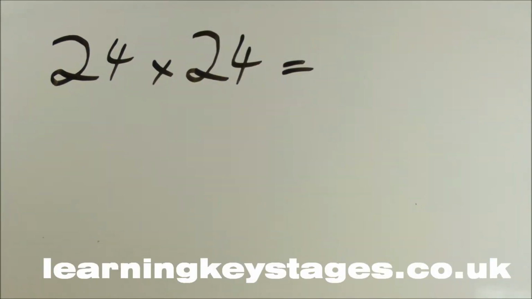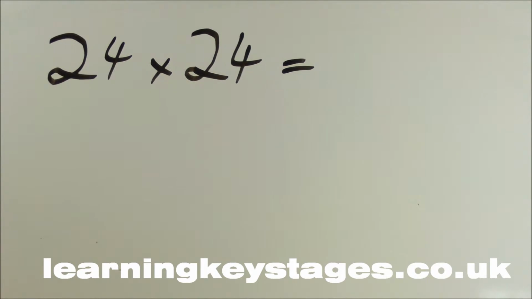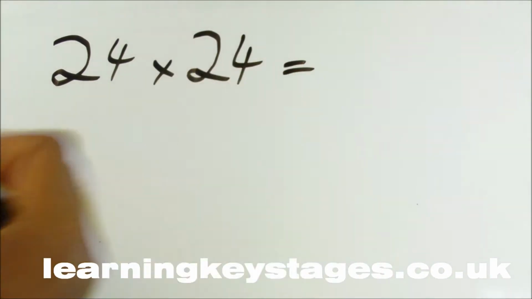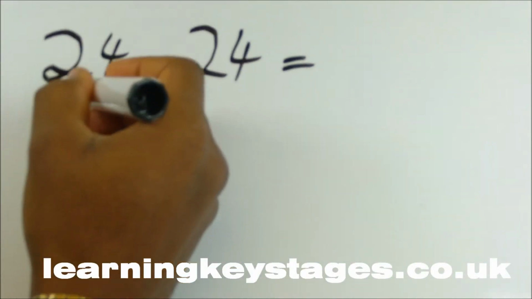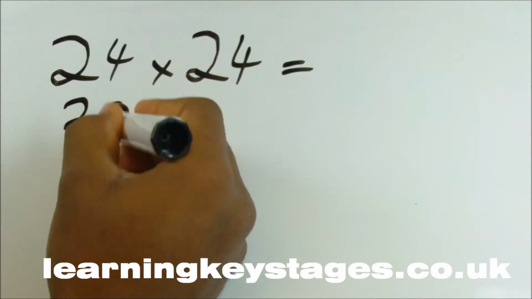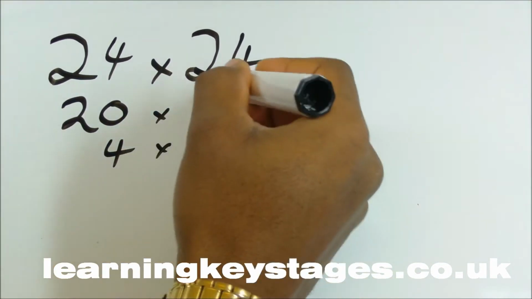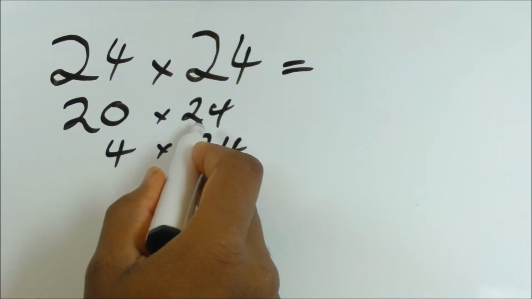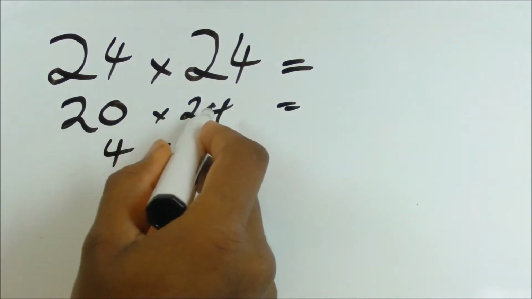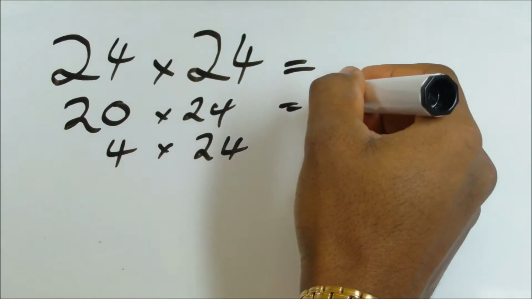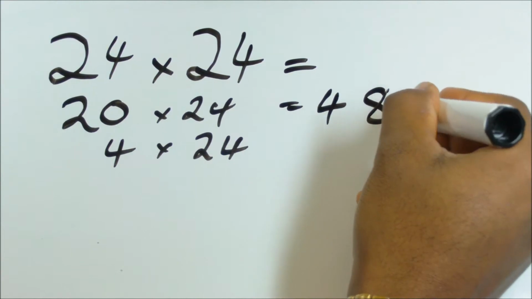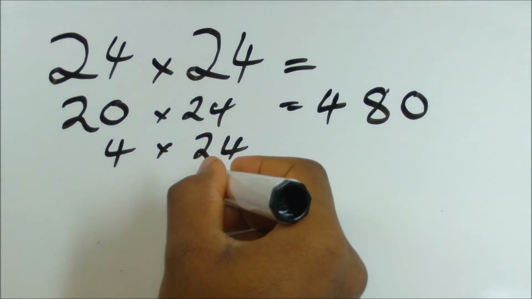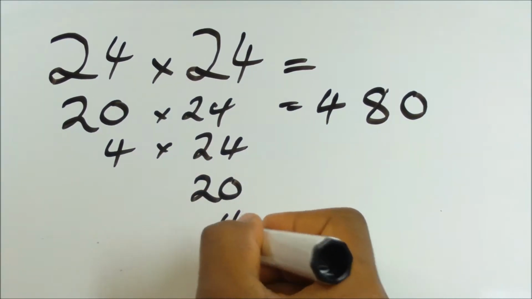Okay, this is one more example for the 24 times table software, which you can download from learningkeystages.co.uk. You've got 24 multiplied by 24. You can break this number down into smaller components, for example 20 and a 4. When you multiply 20 by the 24, you double this number to 48 and you add the 0, so that becomes 480. If this is too large for you, just break it down into smaller components, for example another 20 and a 4 here.